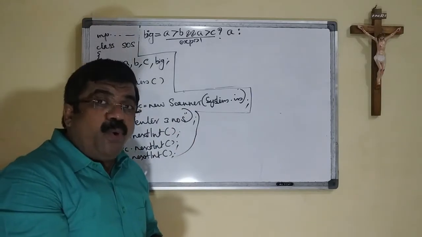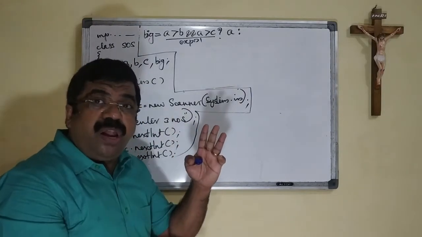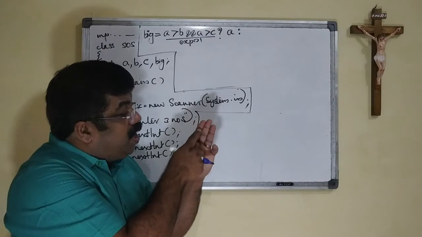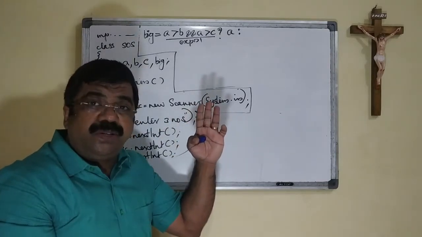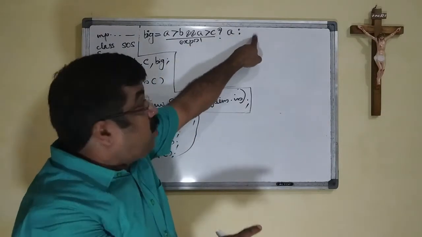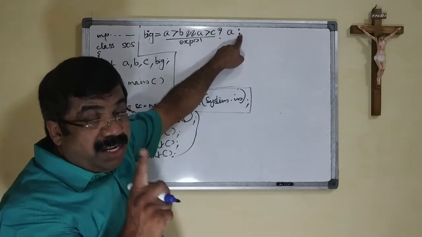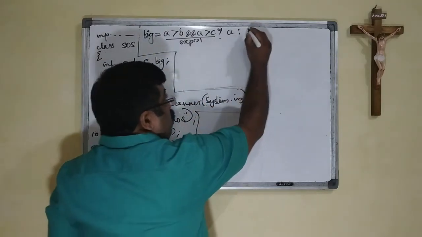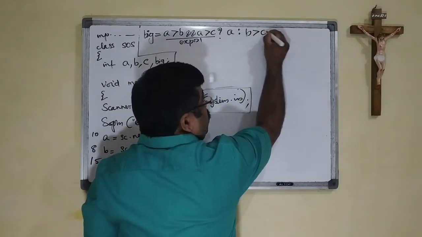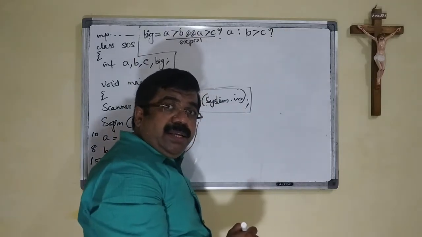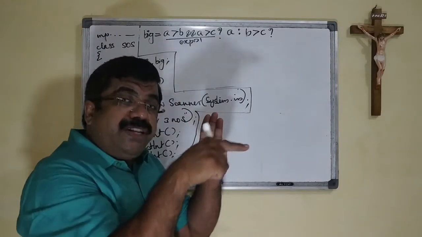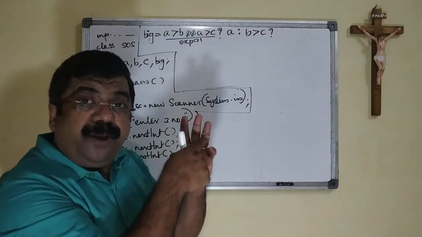Now, suppose we had this kind of a situation. A, B, C, A greater than B condition became false. So what will happen? When this condition is false, we will go to the statement which is given after the colon. That is the expression 3. So in the expression 3 we give another condition. B greater than C question mark. Okay? A greater than B is false. Then we will check whether B is greater than C.